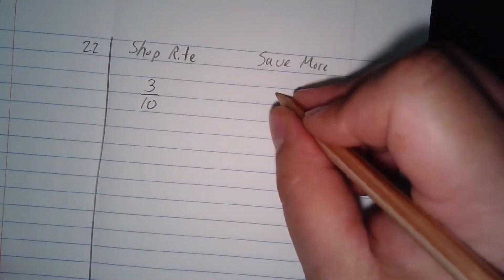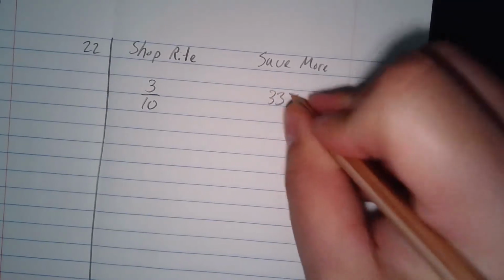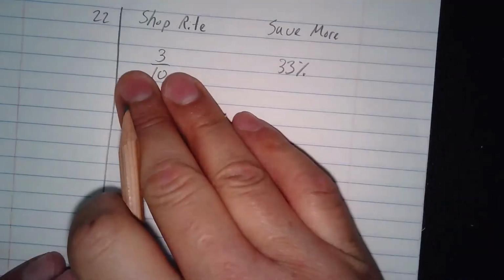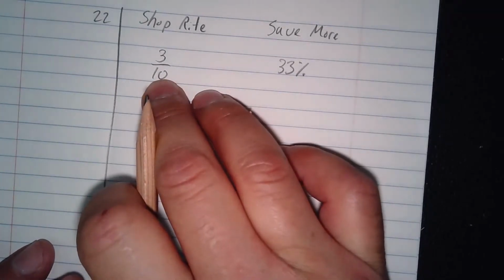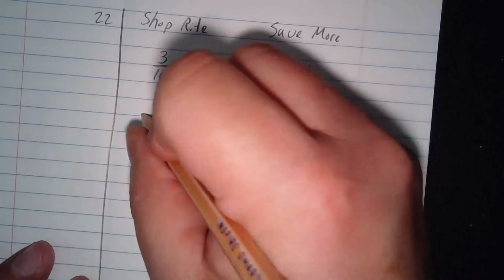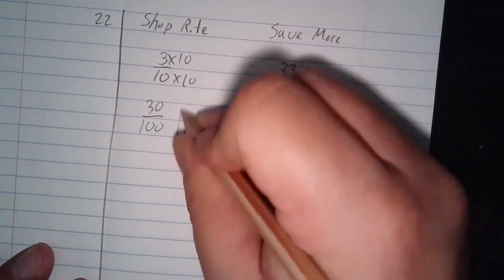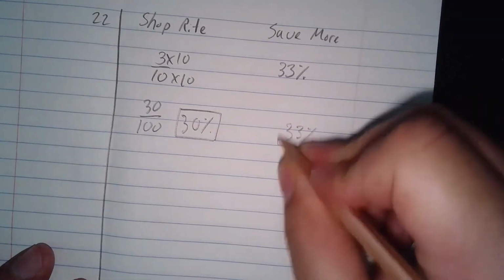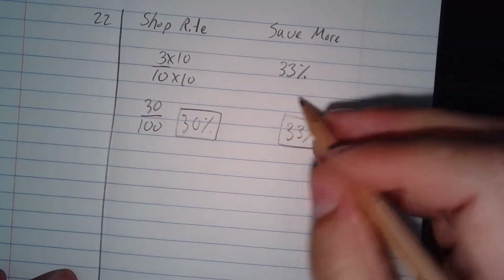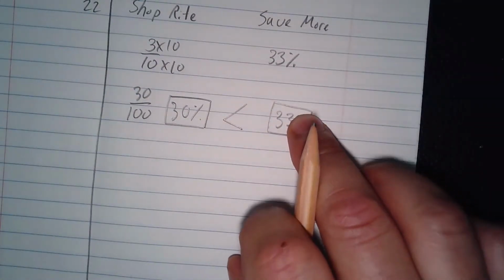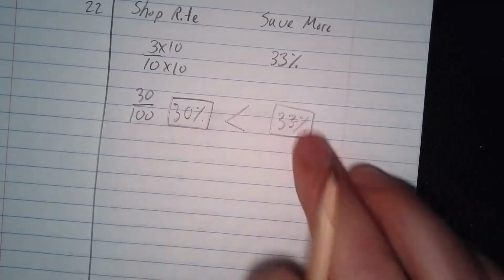ShopRite has 3/10 off, and the other one has 33%. Okay, I'm looking at this. I think for me it would be easier to change this to a percent. And if I want to do that, it means I need a denominator of 100. How do I do that? I scale up by 10. That gives us 30. And this stays the same. Okay, you should be able to see that Save More has the better discount. And that's why Save More has a bigger discount than ShopRite. And there's your proof. Right there, the numbers say it all.